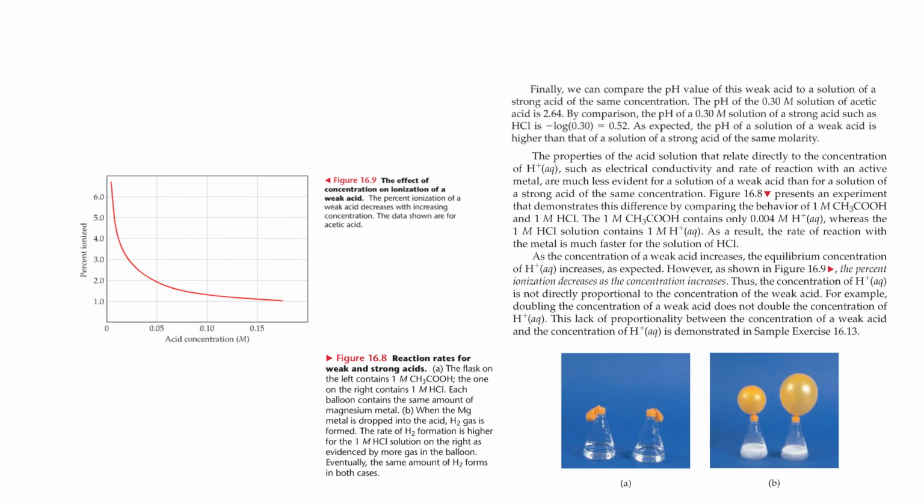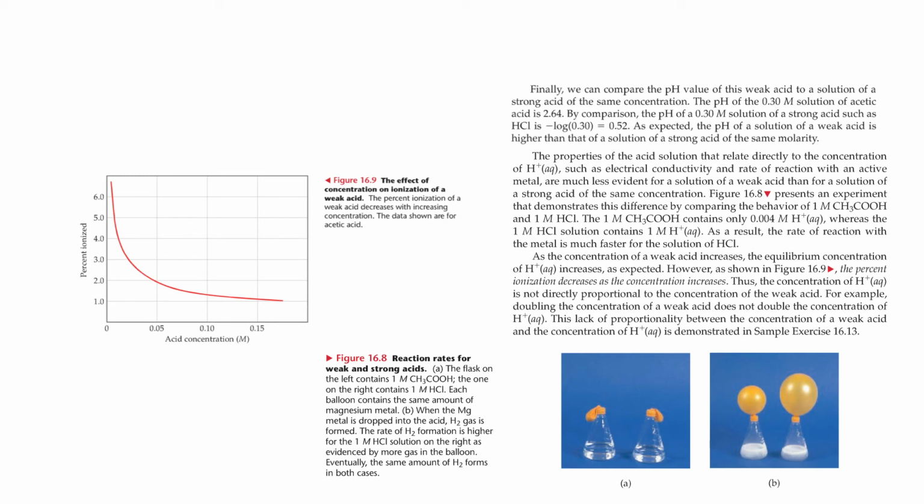Figure 16.8 represents an experiment that demonstrates the difference, comparing the behavior of 1 molar acetic acid and 1 molar hydrochloric acid. The 1 molar acetic acid contains only 0.004 molar protons, whereas 1 molar hydrochloric acid contains 1 mole of protons. As a result, the rate of reaction with the metal is much slower for the acetic acid than for the solution of hydrochloric acid. As the concentration of weak acid increases, the equilibrium concentration of protons increases as expected.